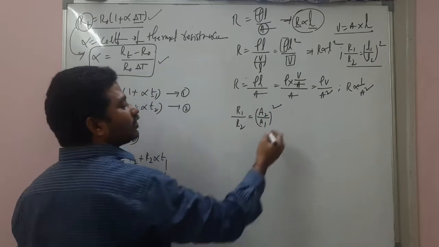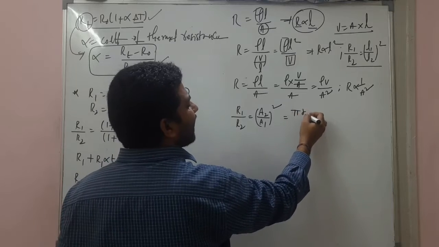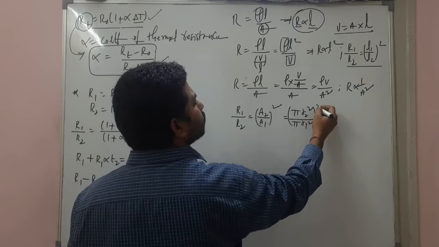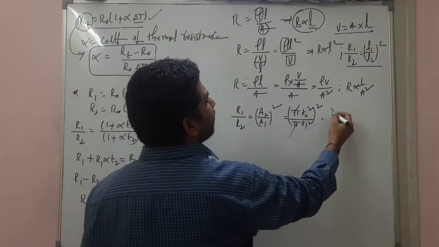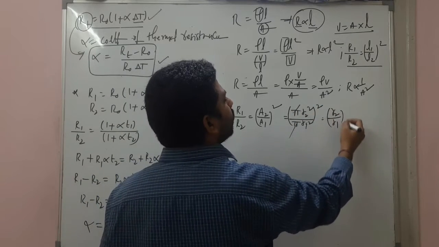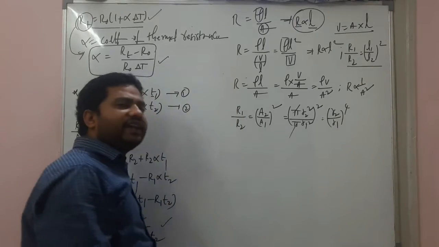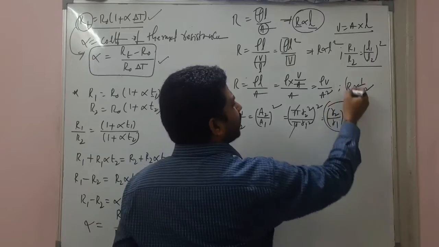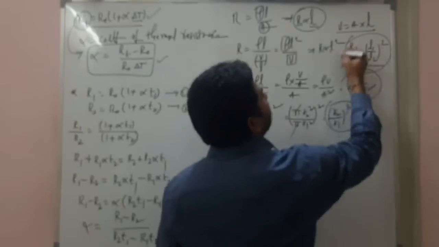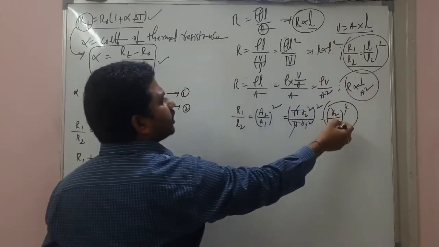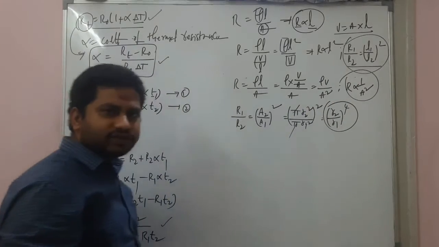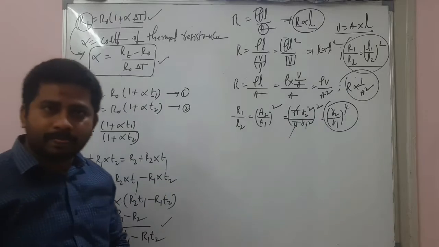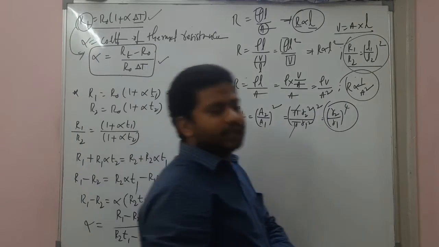And this I can also write in another way. It's pi R2 square by pi R1 square whole square. Pi pi gets cancelled. It is R2 by R1 whole to the power 4. Very, very important formula. 1, 2, 3, 4. Four formulas we have discussed here, the very important areas. And we'll solve a few numericals related to that.